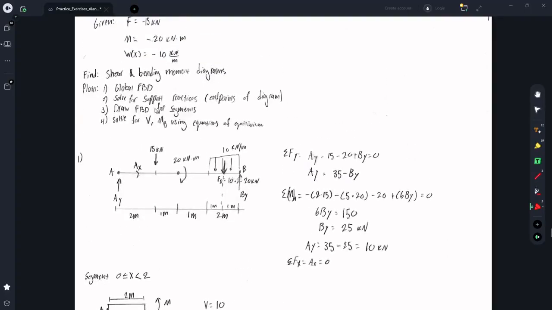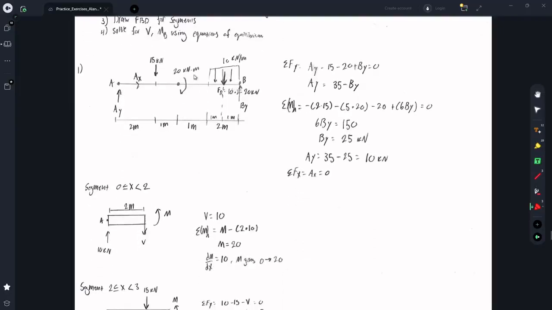And then we're going to draw free body diagrams for all of these segments before these important points, like where these forces are applied. Like there's a force down at 2 meters, so we're going to want to cut before then and analyze and see what happens. We're going to want to cut after that, but before the moment to see what happens. We're going to want to cut before the distributed load and see what happens, and so on and so on. So here's my global free body diagram.